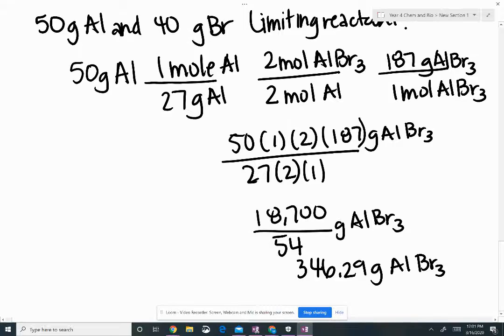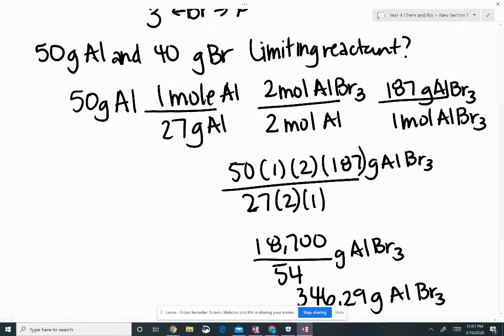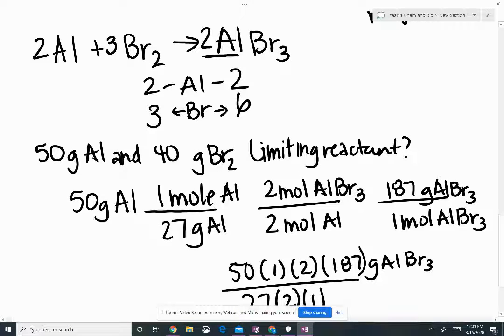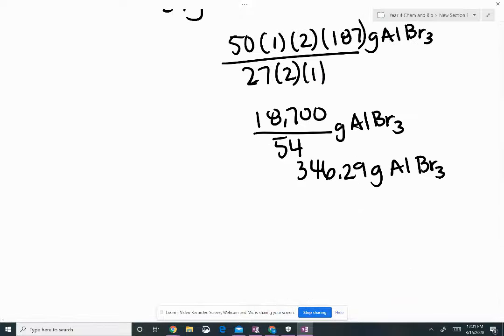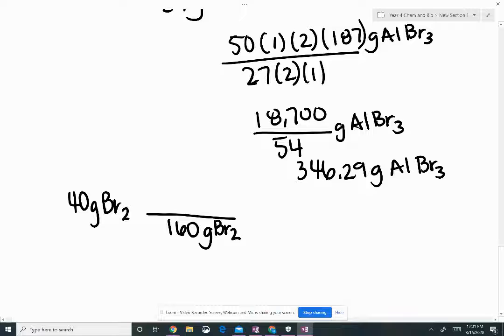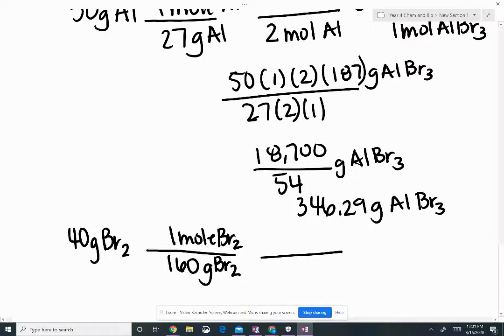Then we have our 40 grams of Br2, my bad. So I have 40 grams, and I'm going to do the same thing. So 40 grams of Br2, right? And then I have to find out how much bromine weighs again. That is about 80. So 80 and 80 is 160 grams of Br2 in 1 mole of Br2.